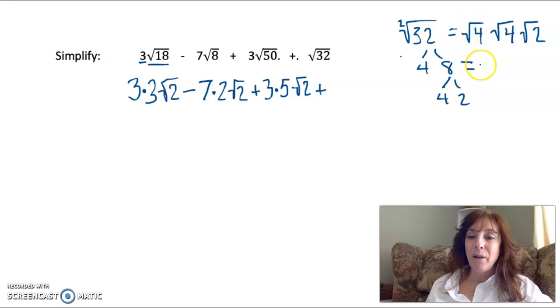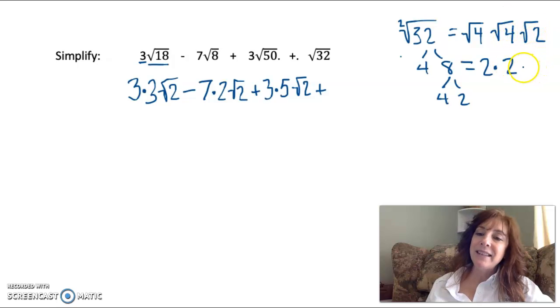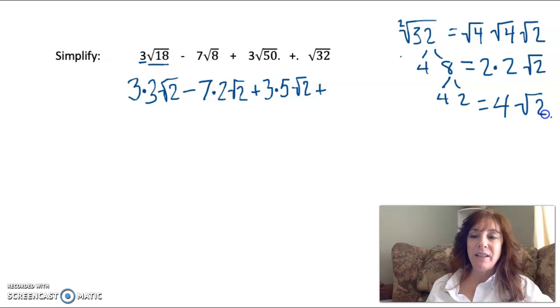Now the square root of 4 is 2. The square root of this 4 is 2. And then this last 2 is just stuck under that radical. I still end up with 4 square root of 2.